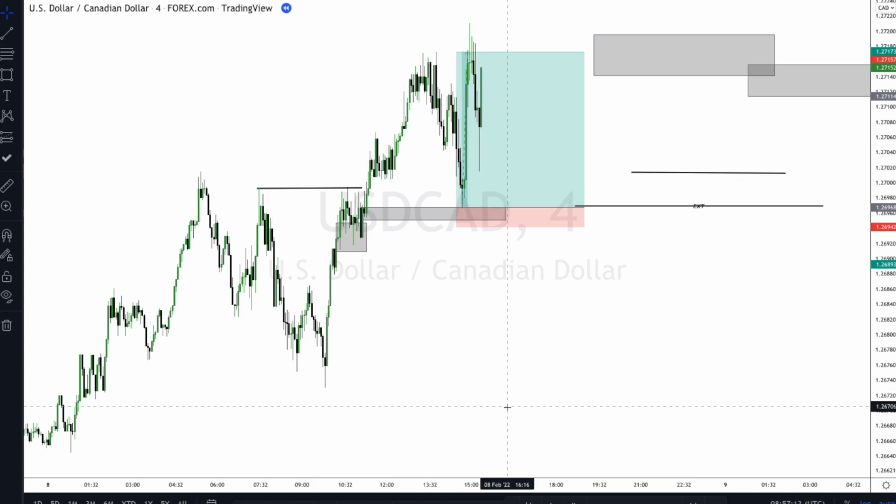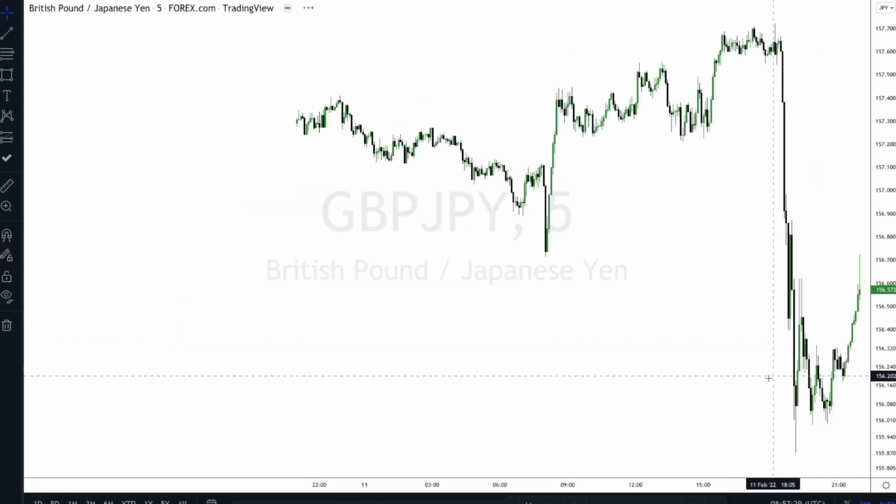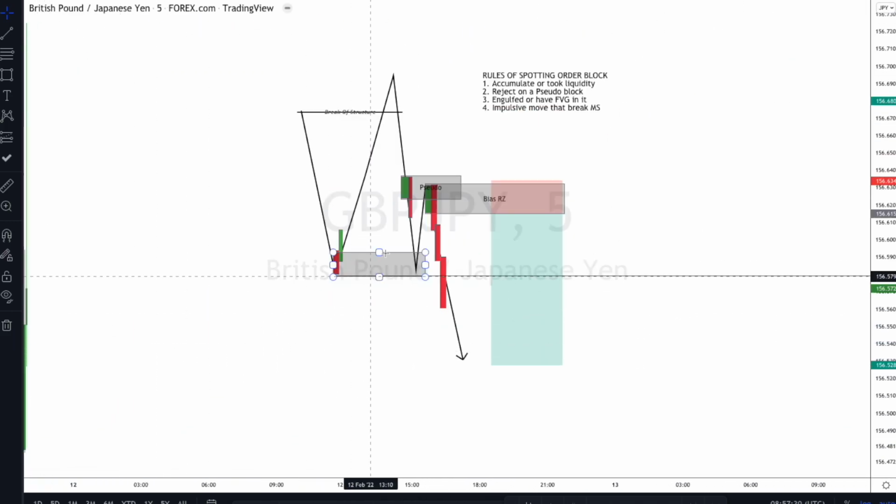So lastly, I'm going to show you another trade that was taken on Friday, a day before yesterday, and I'm going to show you how this really worked out. Now, on the 5 minute time frame, that was what it was taking. Let me show you the picture again. You can see in this picture: equal low, rejection on a pseudo, it came back with an impulsive move, then we want price to trace back.